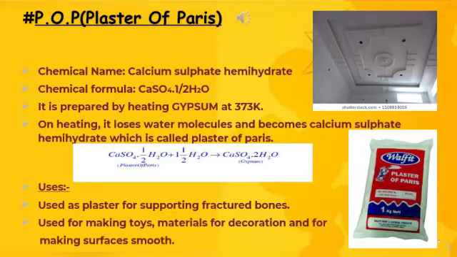Now what is gypsum? Gypsum is calcium sulfate dihydrate, with 2 molecules of water. When we heat it at 373 Kelvin, it will give POP, plaster of Paris, that is the hemihydrate, and 1.5 molecules of water will be eliminated. So on heating it loses water molecules and becomes calcium sulfate hemihydrate, which is called plaster of Paris. You are well aware of that POP.